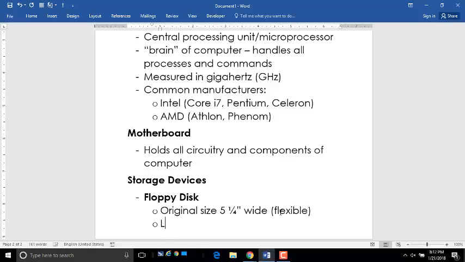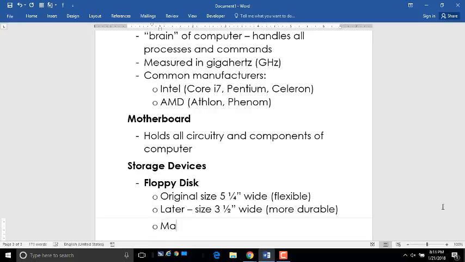As time went by, and that was in like the early 80s, the size decreased. So instead of being 5¼ inches wide, it was 3½ inches wide. And what made it different was that other than it being smaller in physical size, it was more durable. It actually had a hard plastic cover to it. You couldn't bend it. And then with floppy disks, the largest size that you could have, and when I say size I mean storage, was 1.44 megabytes.